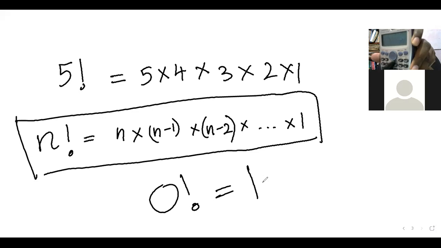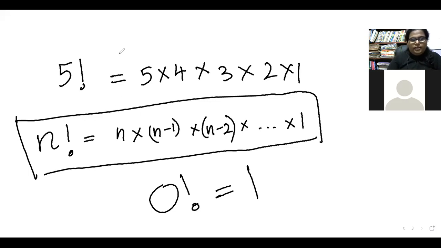There is a key called x inverse, and above it, x factorial is written. When you press that key together with shift, you can get factorial values on the calculator. So if you want to take 5 factorial here, you have to take 5 and press shift, then press this x inverse key.